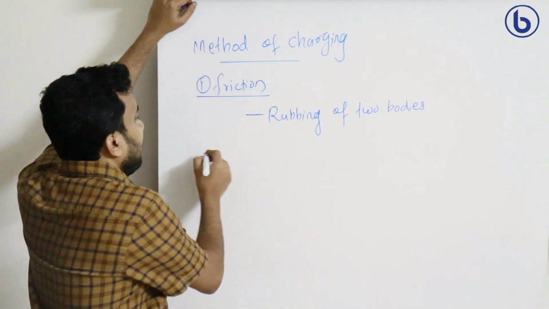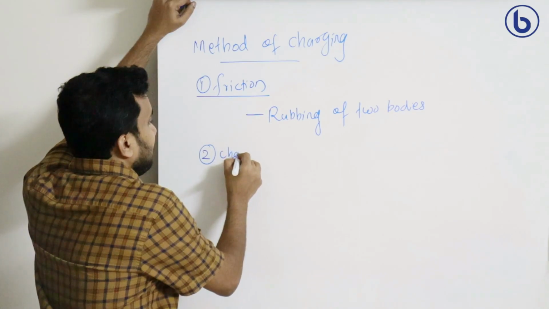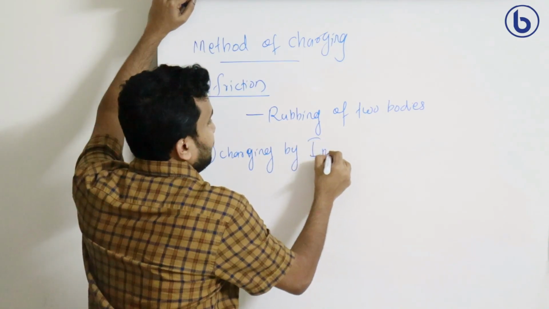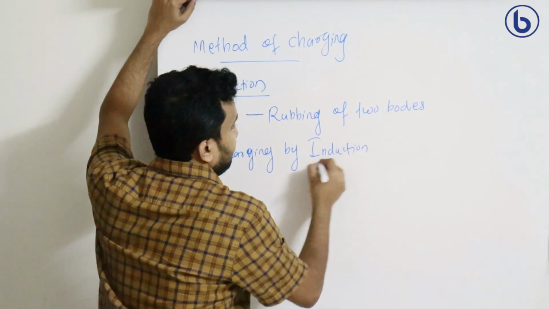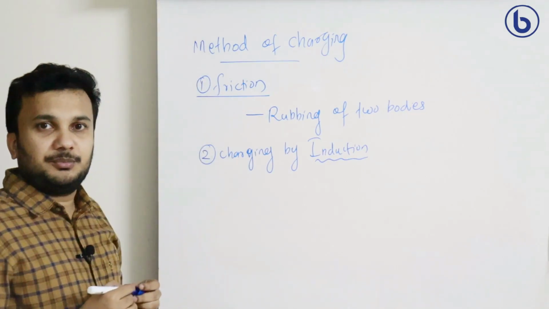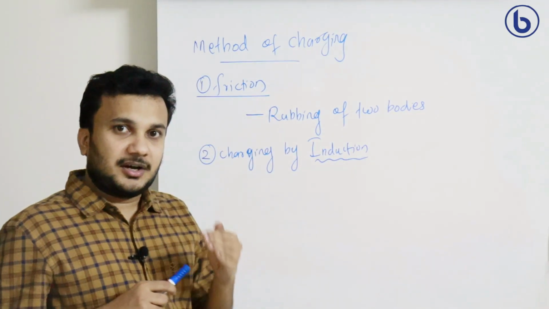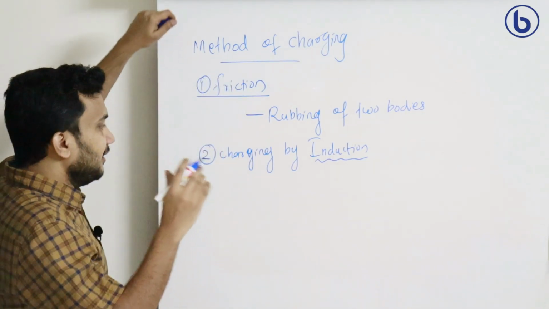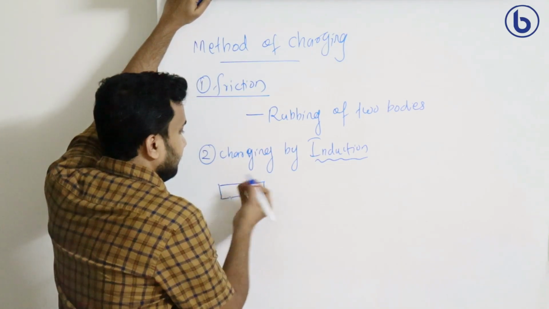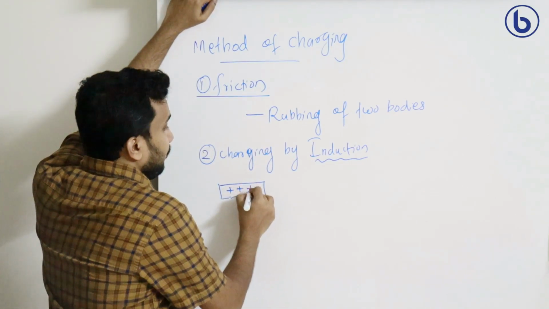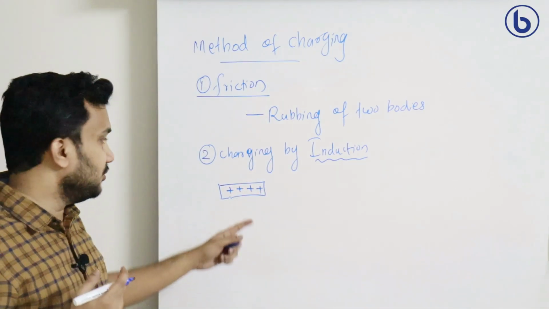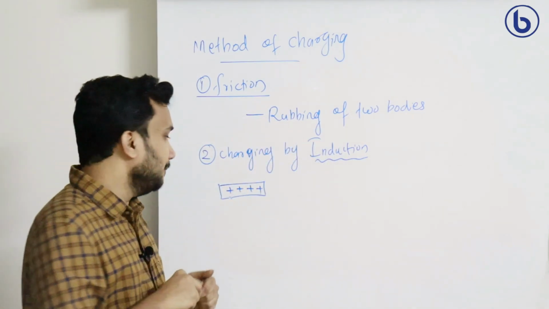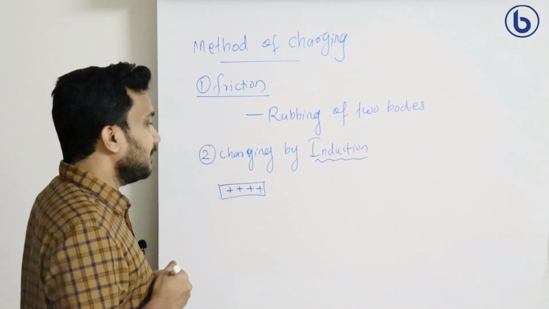It's quite simple. And the second one is charging by induction. The word is important here, so I'm highlighting induction. What do you mean by induction? Induction means charges are generated in one body due to another. I'll take an example. Suppose I have a rod like this, and the rod is charged with a positive sign. How does this rod get a positive sign? Because the rod is leaving some electrons, as we have learned in lecture series number 1, so it becomes positively charged.